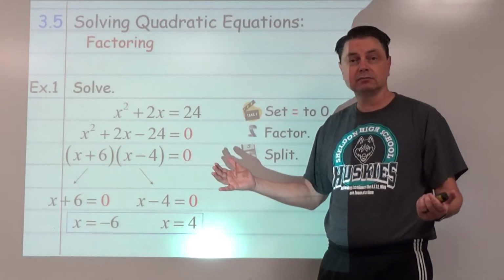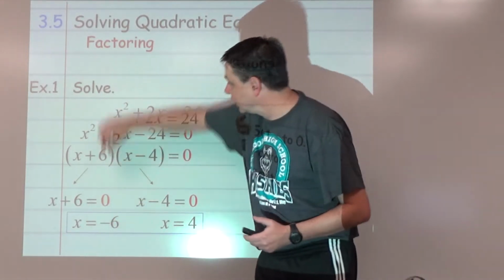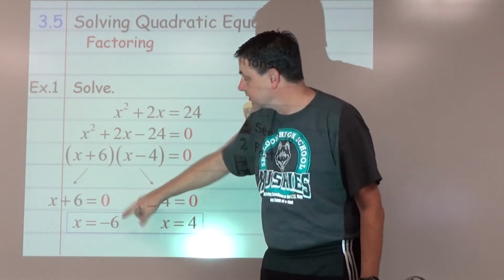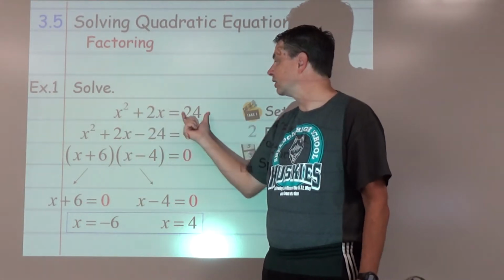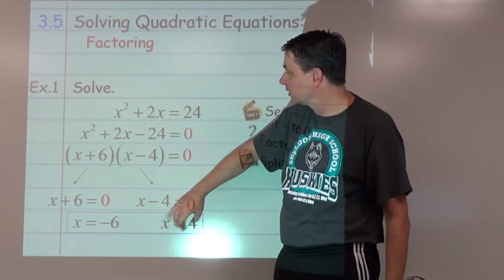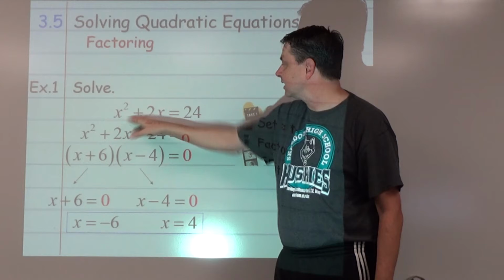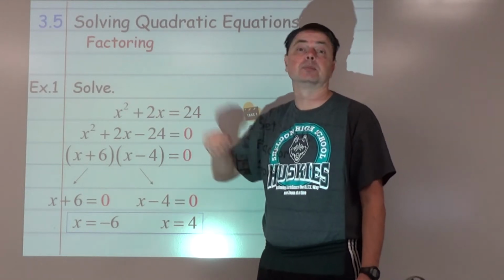If you want, you can check them out with the negative 6. Negative 6 squared is 36. 2 times negative 6 is negative 12. Added together makes 24. What about the 4? 4 squared is 16. 2 times 4 is 8. Added together makes 24. So they both check out.